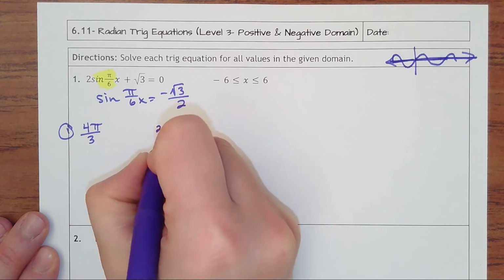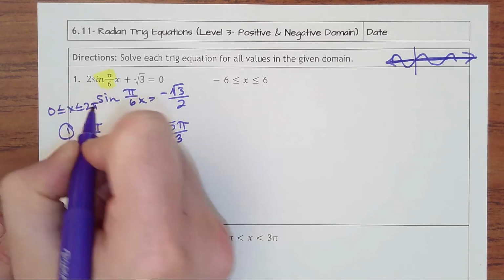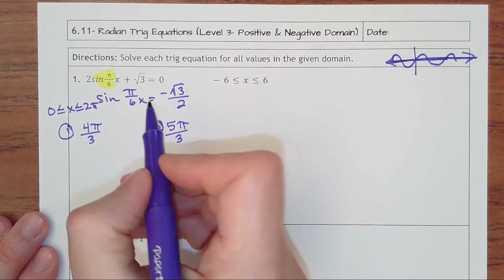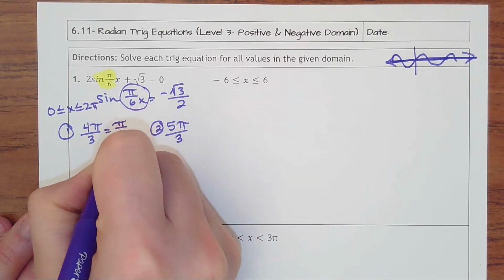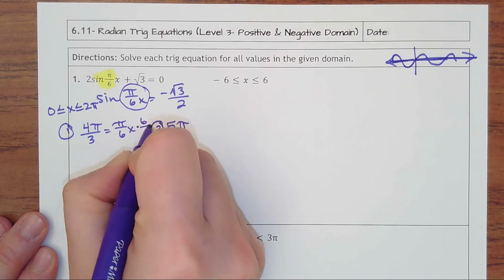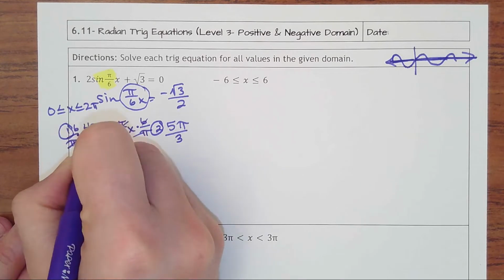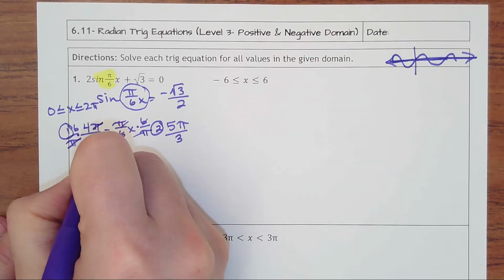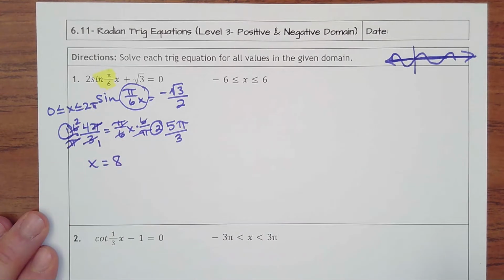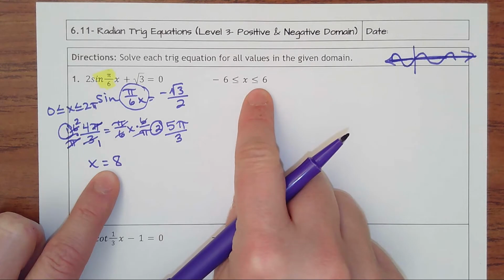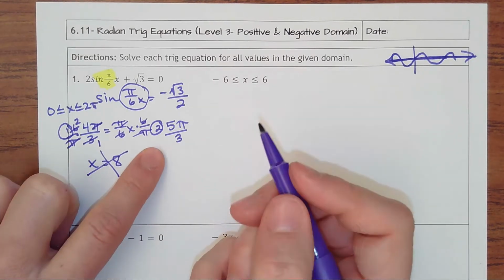So again, these are the two angles from 0 to 2 pi, but this has changed, so we're going to have to try more of them. Set it equal to pi over 6 times x, and then to solve them, we'll multiply by the reciprocal, 6 over pi. Pi's are going to cross cancel. 3 and 6 can divide out of 3, so I get really just 8. 8, though, is not less than or equal to 6, so that one doesn't work. That one's out.